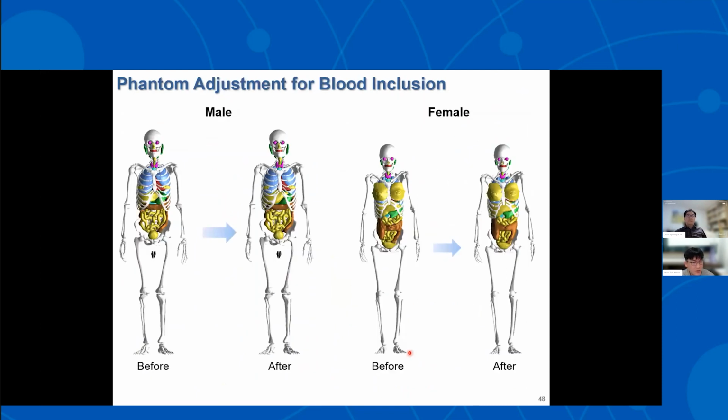And this slide shows the mesh phantoms before and after the blood inclusion. As you can see, we increased organ and tissue volumes, but at the same time, we attempted to maintain the original shape of the organs and tissues as similar as possible.